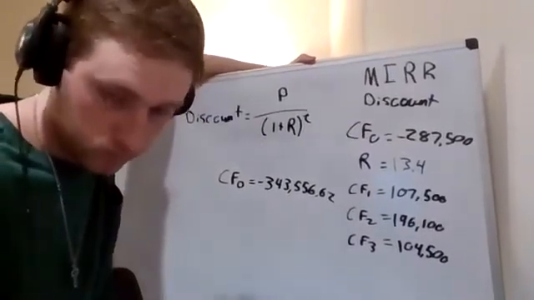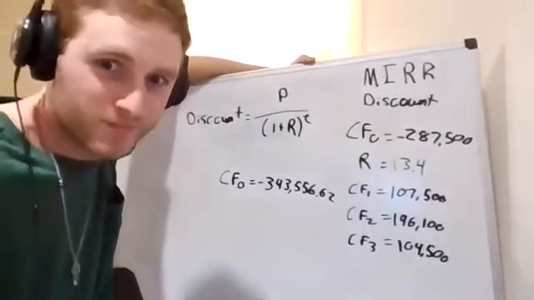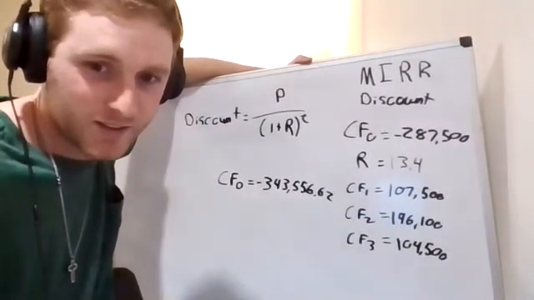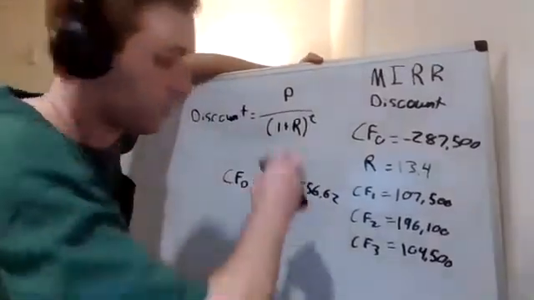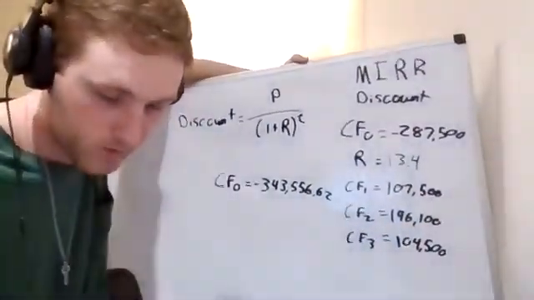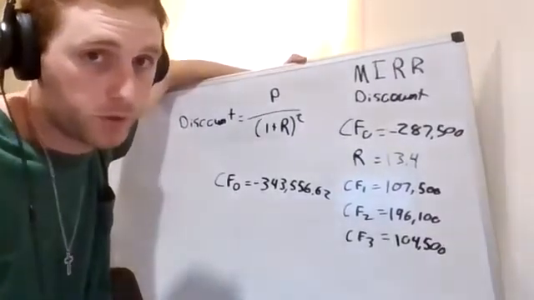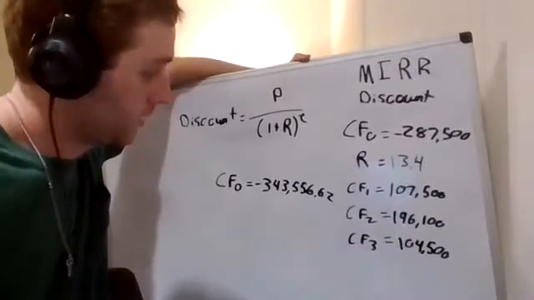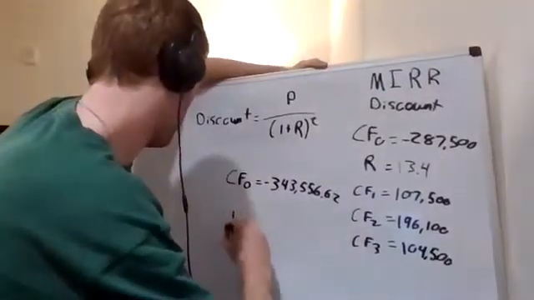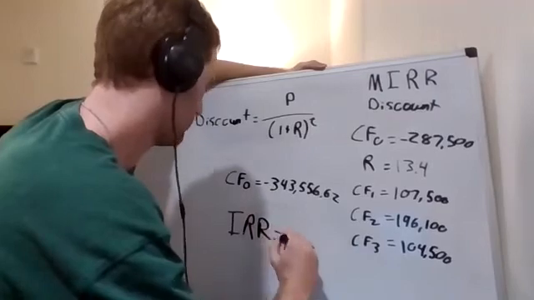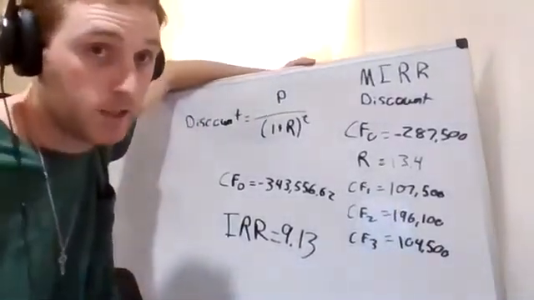Like 9.13. That's it. So first I'm going to let you guys run through it. If there's anybody who does not get the answer, I'll run through it. Or if you guys just want me to, I'll run through it. But first I want you guys to run through it. Calculate the internal rate of return. 9.13. Is there anybody who did not get that?